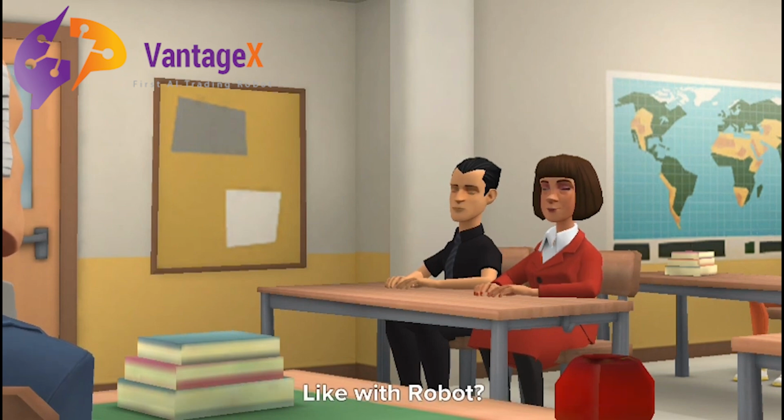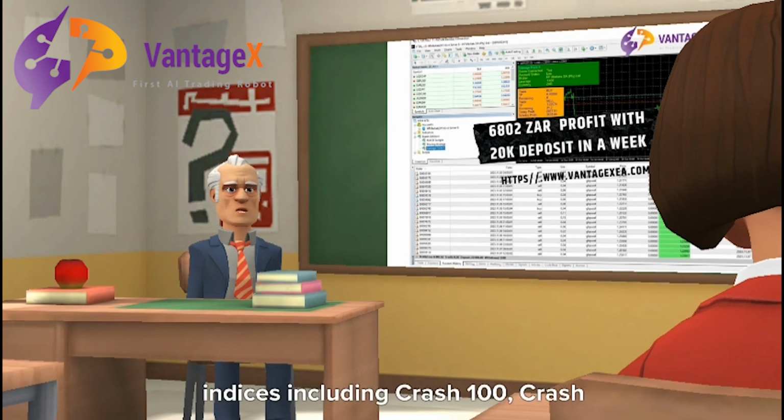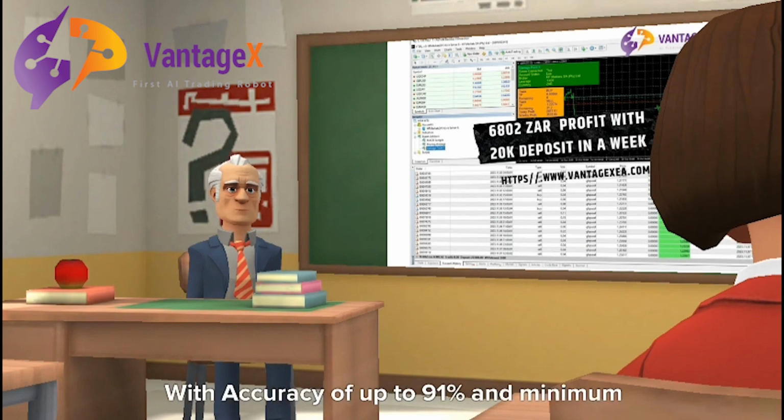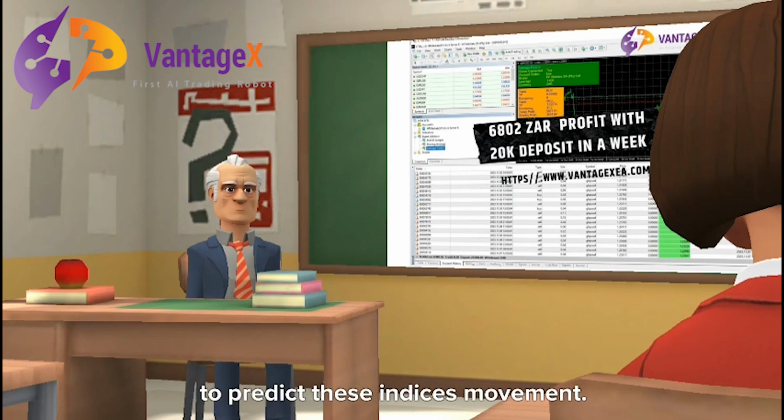Like with a robot? VantageX automatically trades synthetic indices including Crash 100, Crash 500, Volatility 75 and Volatility 100 indices, with accuracy of up to 91% and minimum drawdown. VantageX uses artificial intelligence to predict these indices' movement.